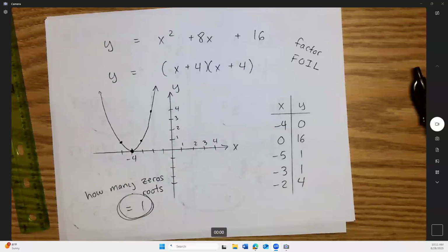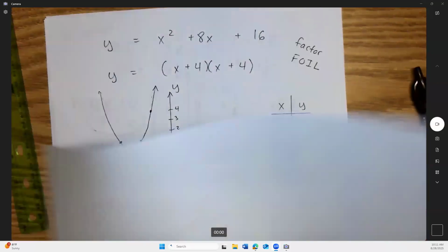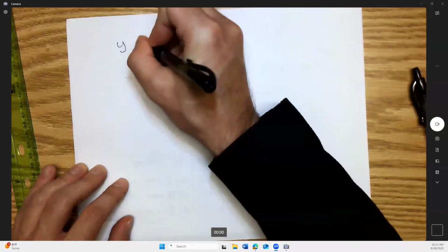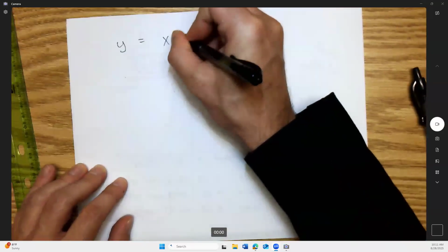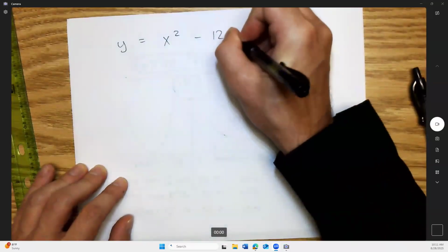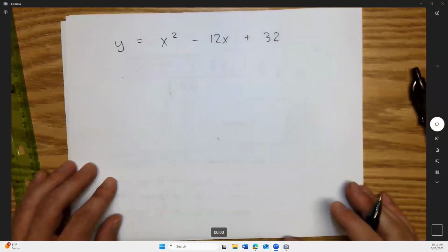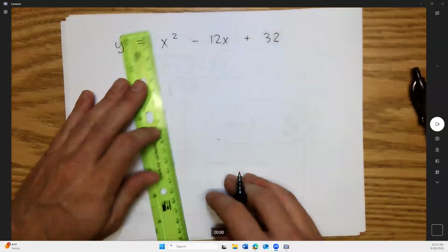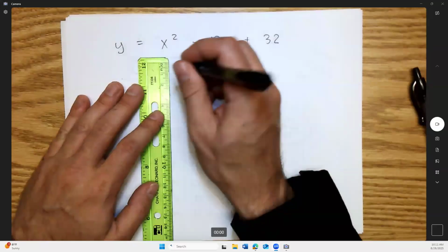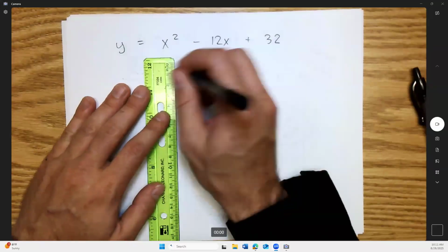Let's try another one of those. All right, so new question, but basically the same scenario. So y equals x squared minus 12x plus 32. Same thing. Let's make a graph out of this and figure out what the zeros are and the vertex and the discriminant. Let's do the whole thing here.